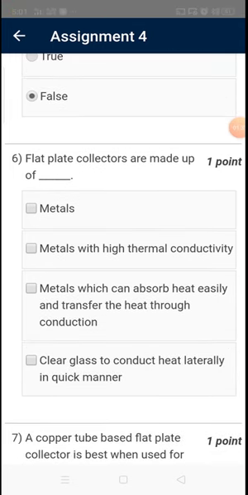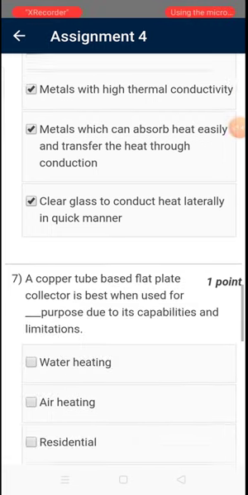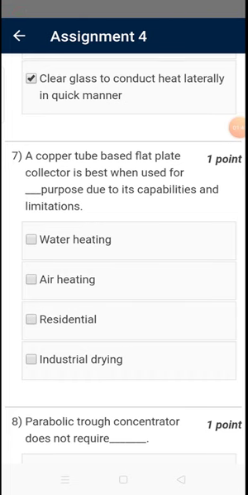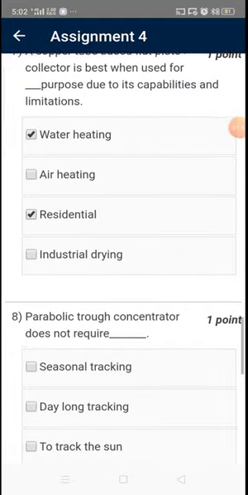Flat plate collectors are made up of metals with high thermal conductivity, metals which can absorb heat easily and transfer the heat through conduction, and also a clear glass. A copper tube based flat plate collector is best when used for water heating and residential purposes.